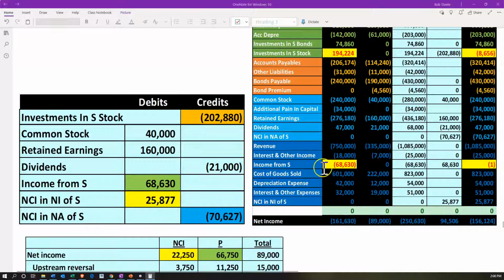The income from S is here. That takes us basically down to 0. It's a rounding error of $1, so we're okay with that, or I'm okay with that. I hope you're okay with that. And then the 25,877 is going to be in the non-controlling interest in the net income, the 25,877 here. And then the non-controlling interest in the net assets up above is going to be included in this line item.